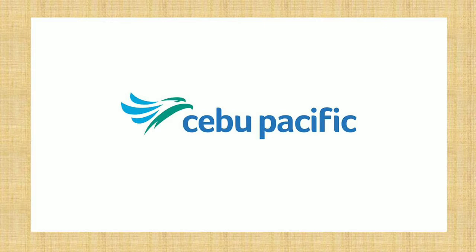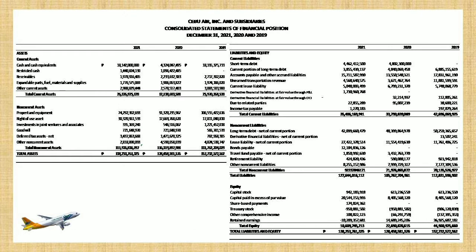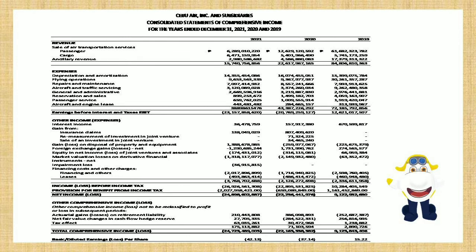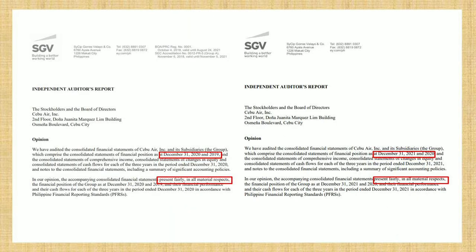So here we will see how the company is doing financially, and by analyzing the financial aspects of the corporation, we will be able to see the extent of the impact the pandemic has brought to the company. So here are the consolidated financial statements of Cebu Air: the Statement of Financial Position for the years 2021, 2020 and 2019, and the consolidated statements of comprehensive income for the years 2021, 2020, and 2019, which were audited by SGV with an unqualified opinion.